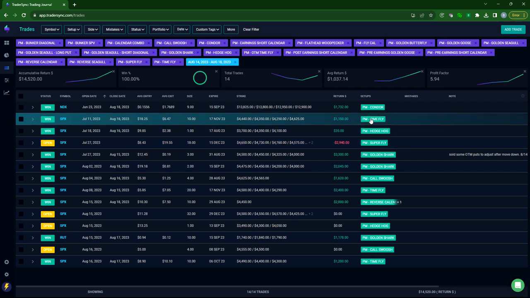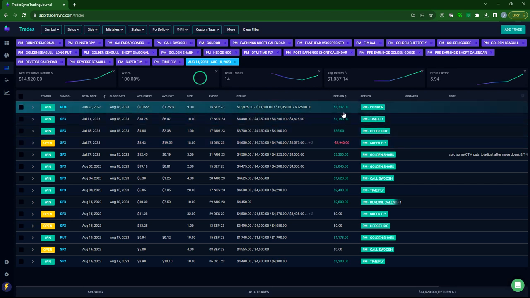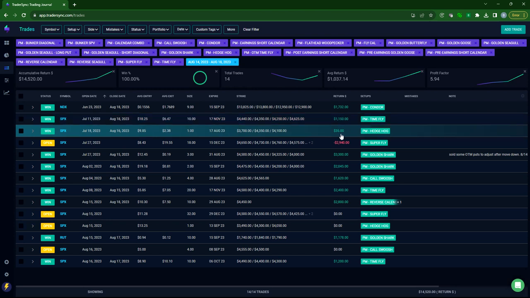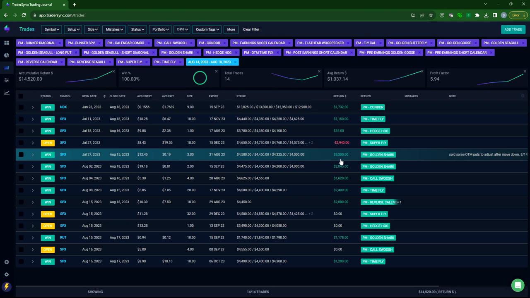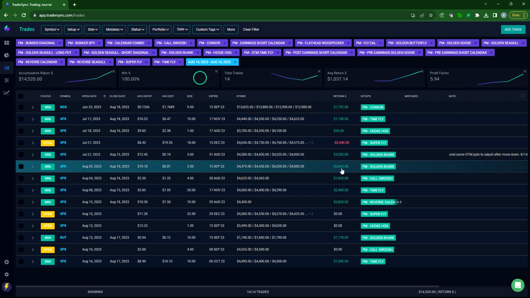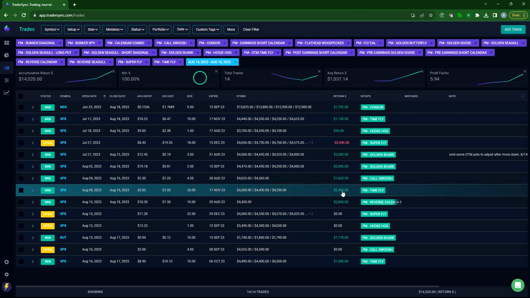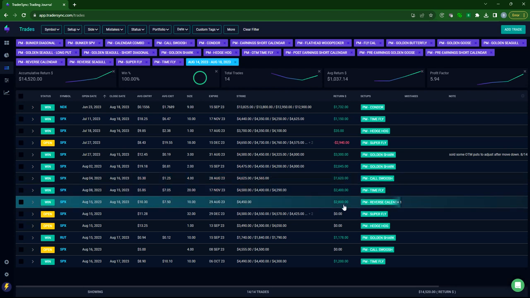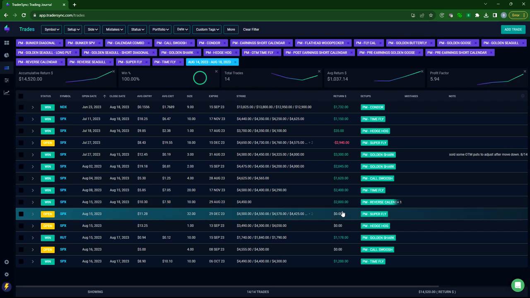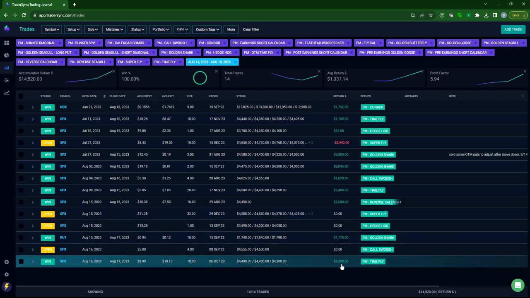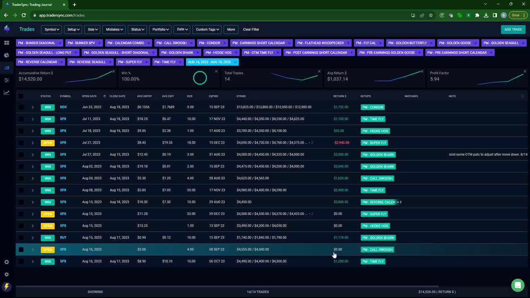So I had a PM Condor that we booked 1,700 on, a Timefly that we booked over 1,100 on, Hedgehog we scratched, plus 35. Golden Shark booked 3,300. Another Golden Shark booked over 2,000. A Call Swoosh we booked 1,600. Another Timefly booked 2,400. A Reverse Calendar booked 2,800. Another Golden Shark booked 1,100. And another Timefly booked 1,200. So those came to life a lot with the volatility that we've seen this week.